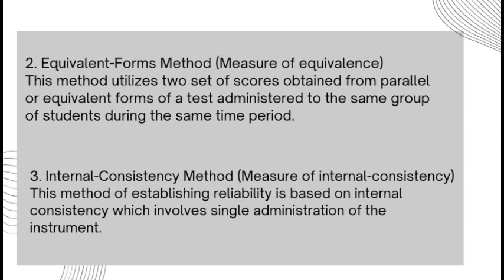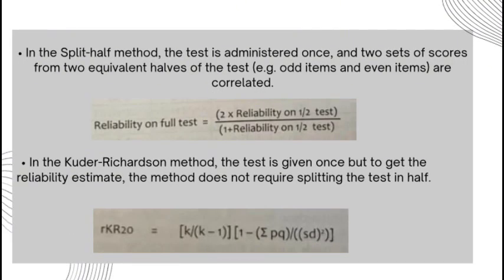It is a measure of internal consistency because the coefficient indicates the degree to which equivalent halves of the test agree with each other. In the split-half method, the test is administered once and two sets of scores from the two equivalent halves of the test are correlated. The picture below is an example of the formula. In the Kuder-Richardson method, the test is given once, but to get the reliability estimate, the method does not require splitting the test in half. So the example below is the formula of the Kuder-Richardson method.